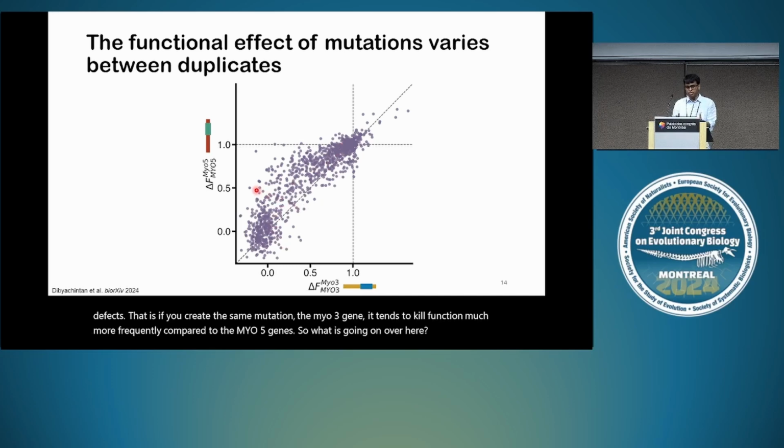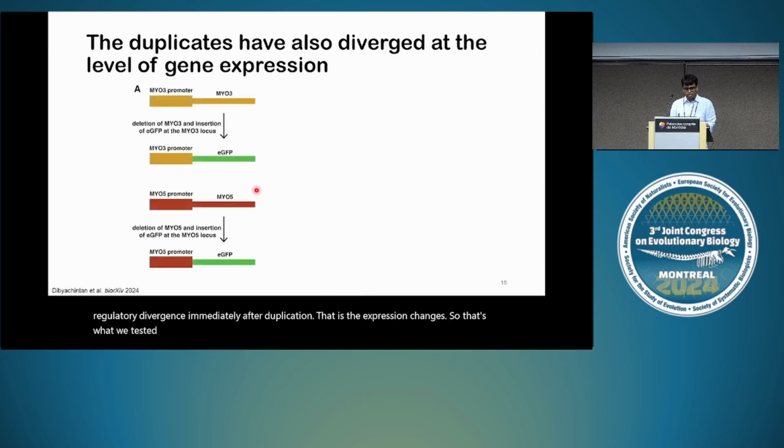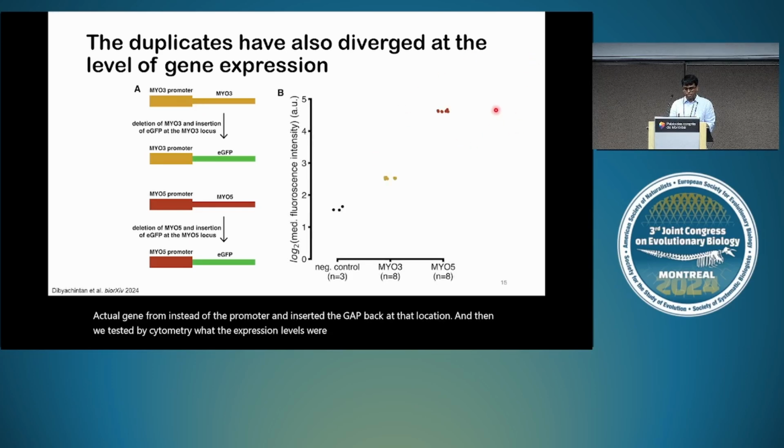One of the core hypotheses that we looked at first was that a lot of duplicates undergo regulatory divergence immediately after duplication, that is, the expression changes. So that's what we tested first. We took GFP genes, deleted the actual gene, and instead of the promoter inserted the GFP back at that location. Then we tested by cytometry what the expression levels were. And we saw that the myo5 gene has a much higher expression compared to the myo3 gene. So does this contribute to the effect that we saw?